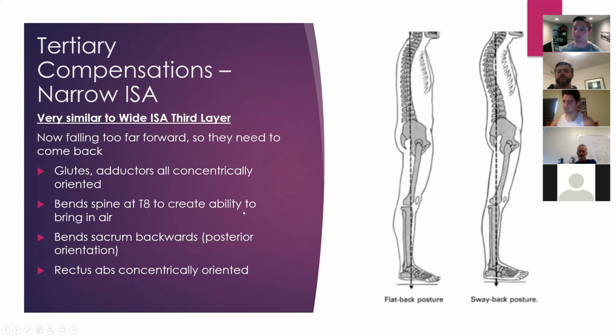So they're going to bend their spine at T8 a lot of the times to create some semblance of ability to bring in air. And then that's why you see that sway back within the pelvis. And then up top, that helps them create some degree of inhalation strategy, but that's also going to kick on their rectus abs. And they're not going to be able to utilize their obliques very well. So this is very, very similar to what you see in a wide, which is kind of nice because then you can just treat them very similarly.